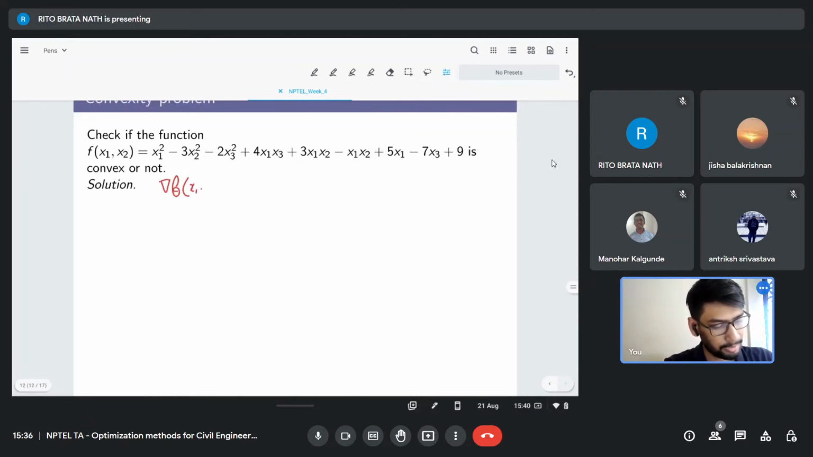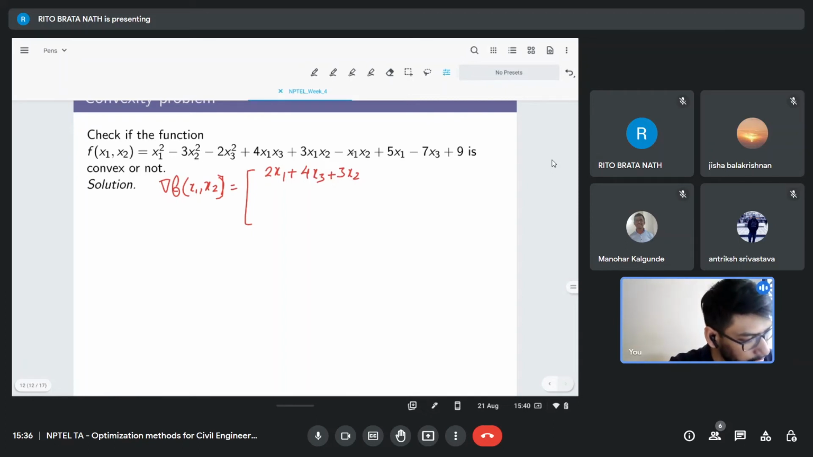You can first write the gradient in this problem. This is a three variable problem. This is 2x1. This term will be 4x3. Then you have 3x2. Then, yeah, I've written this twice.